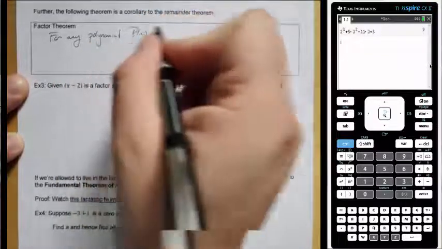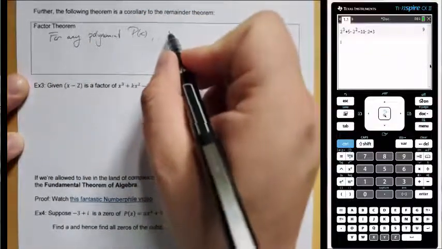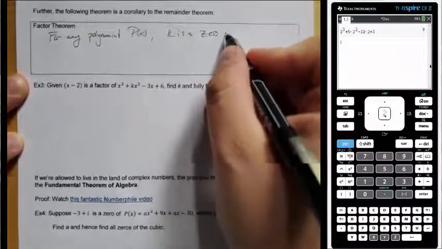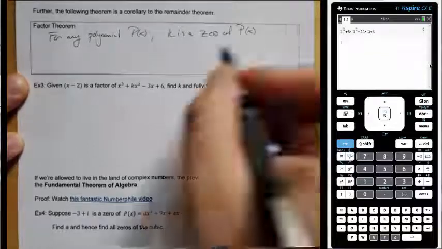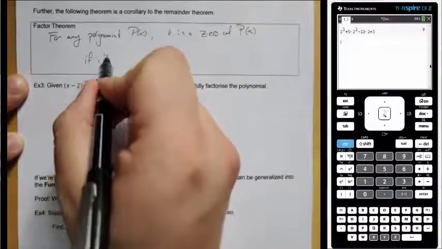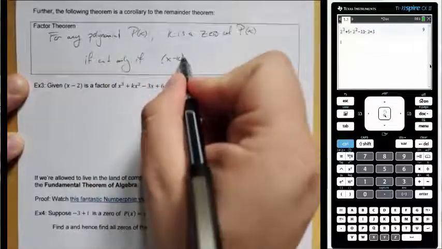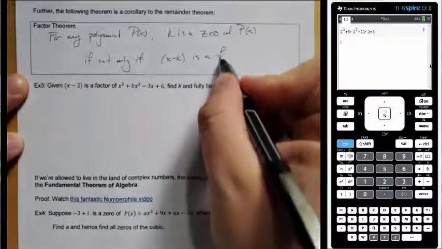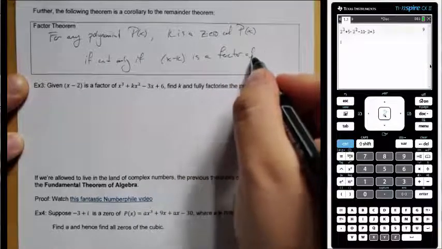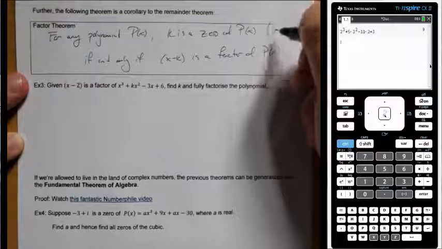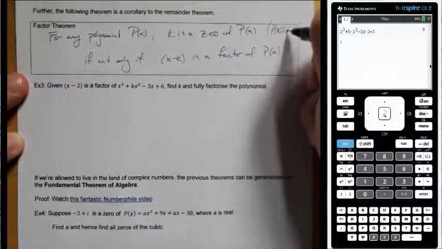p of x, that k is a zero of this polynomial if and only if x minus k is a factor of p of x. K is a zero, that's equivalent to saying p of k equals 0.